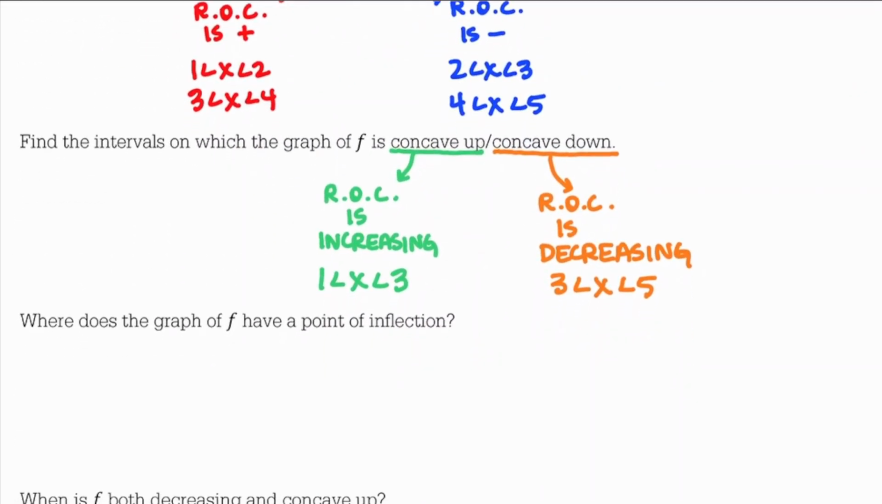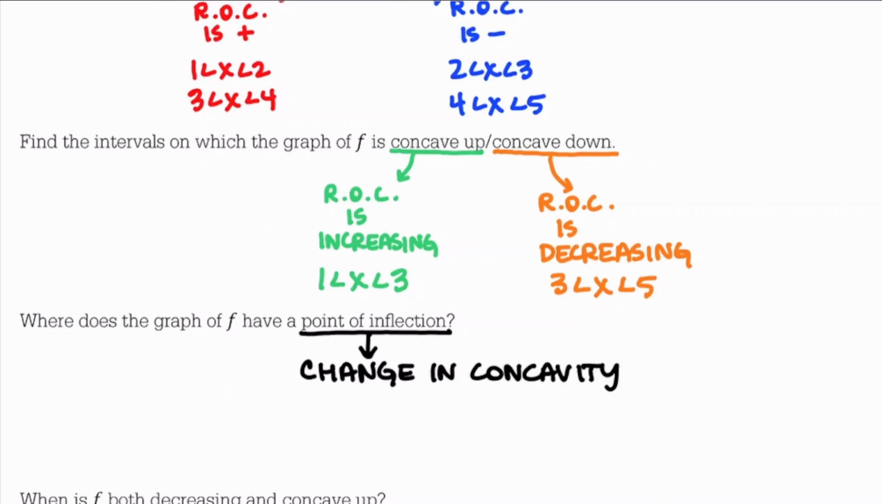I think now would be a good time to remind you that a point of inflection is a place where the concavity changes. So, change in concavity. Okay, and what we said was that concave up was from 1 to 3 and concave down was from 3 to 5. So that means that at x equals 3, there was a change in concavity.